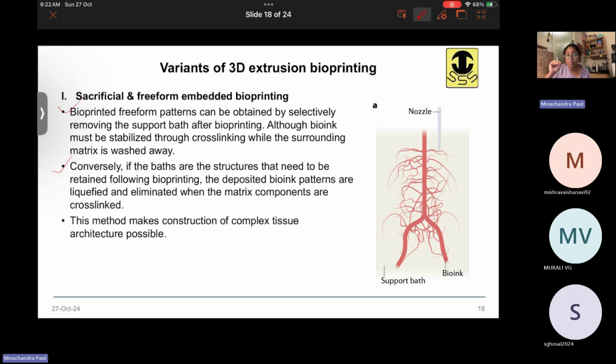But the important feature to note is that this technique allows construction of complex tissue structures that is not possible when you're doing it the conventional way, using biomaterials which have very low viscosity and cannot be printed. They have very poor printability when done the conventional way. But using this technique, you are able to print very soft, water-like hydrogels as well, using a support matrix. Got it?